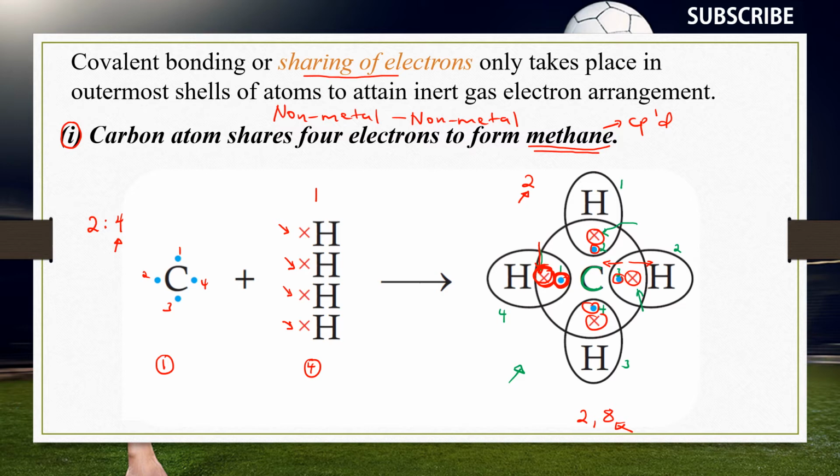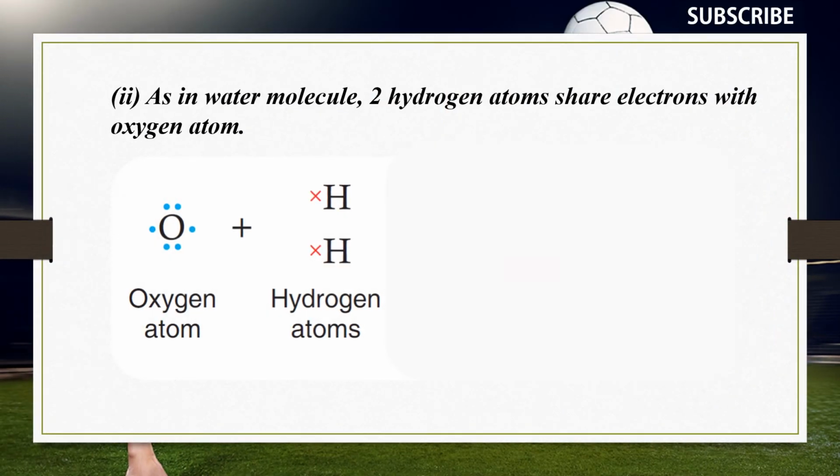So that's an example to show that carbon and hydrogen will be sharing electrons, but we are going to see a better version of it. In our previous video, we had a look at water being a covalent compound, and in this case we want to see how 2 hydrogen atoms can share electrons with 1 oxygen atom.